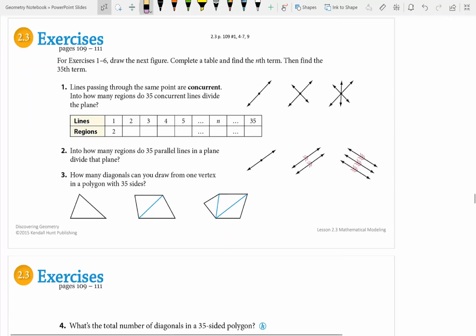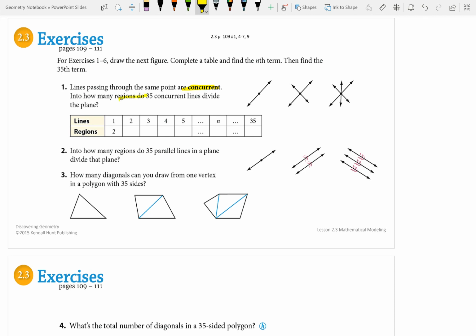All right, I'm going to go ahead and go over the homework from 2.3, starting with number 1. For exercises 1 through 6, draw the next figure and complete a table finding the nth term. Find the 35th term. And so we have lines passing through the same point are concurrent.